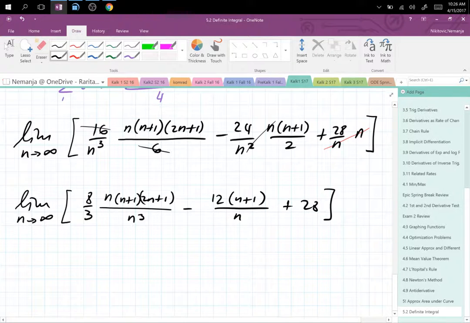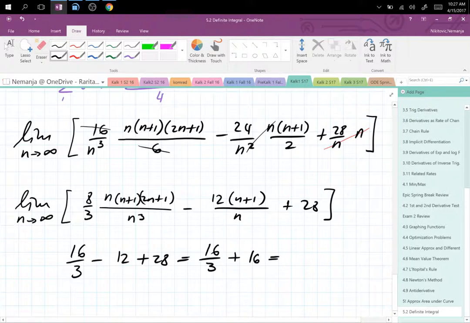You know what happens when you have same exponents on top and bottom, right? You have the leading coefficients, so this is like 2n cubed over n cubed. So 16 over 3 minus 12 plus 28. That's 16 over 3 plus 16. 16 times 3, 48. So 16 plus 48 over 3, which is 64 over 3. Is that what we had before?